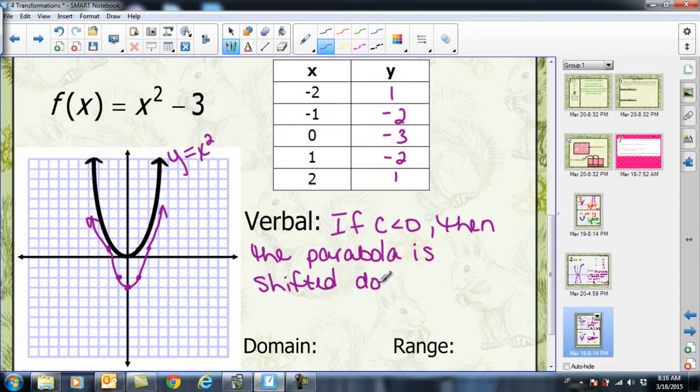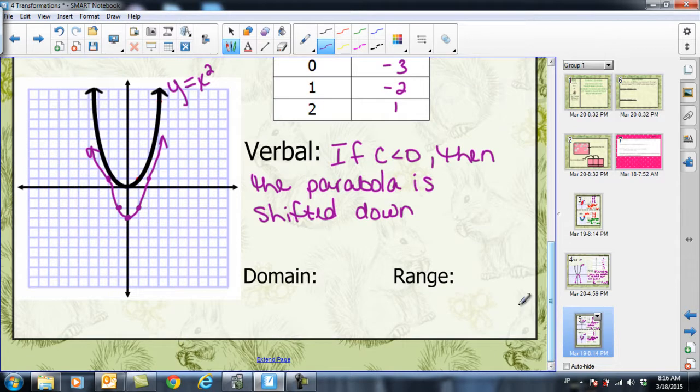And it shifted down however many units we added or subtracted. In this case, it was shifted down 3. Domain is all real numbers, and the range goes from -3 to infinity. So we're going to summarize. We're going to talk about the differences between what happens when I change A and what happens when I change C, and then we're going to do some word problems that go with this, and we'll be done.